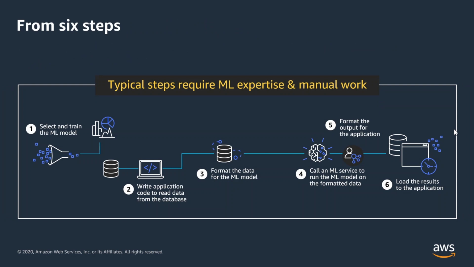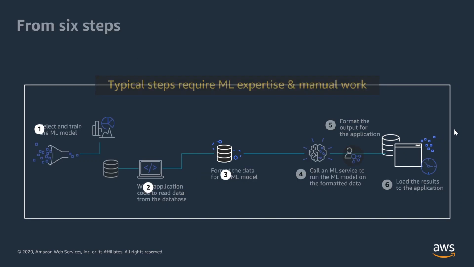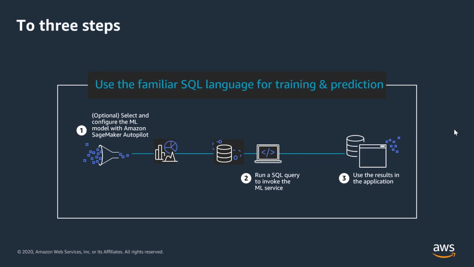So this integration between Amazon Aurora and machine learning takes the 6-step approach that we talked about before to 3 steps, where now you just select a machine learning model using SageMaker. You run a SQL query to invoke a machine learning service, and then you just use the results in the application. It becomes really, really simple.